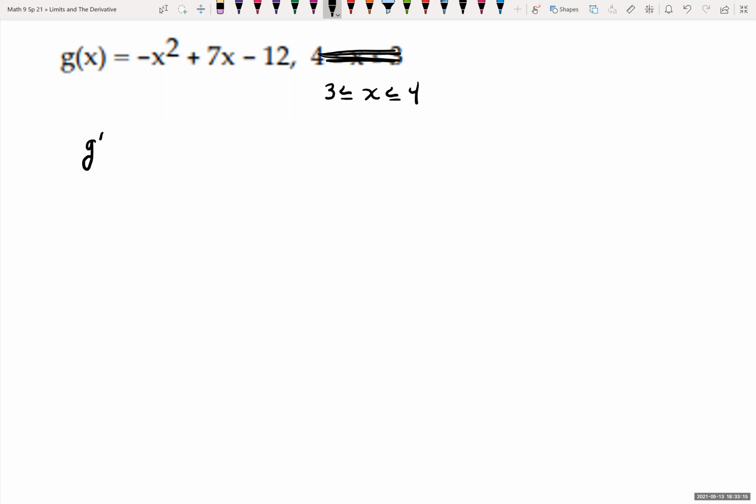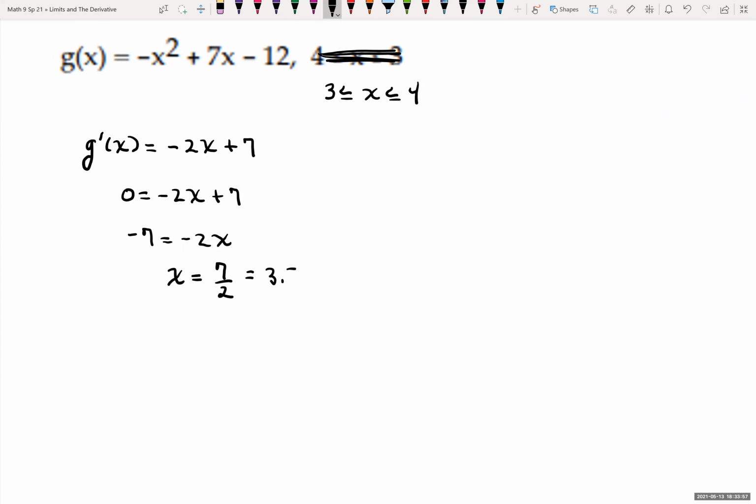We want to find our critical numbers, and we can do that by finding our first derivative. And so looking at this, I get the first derivative is negative 2x plus 7. We want to find when this is equal to 0 and where it's undefined. Well, it's defined everywhere, but our derivative is equal to 0. Let's subtract 7 on both sides. So we get negative 7 equals negative 2x. Let's divide both sides by negative 2. So we get x is equal to 7/2, which is equal to 3.5.